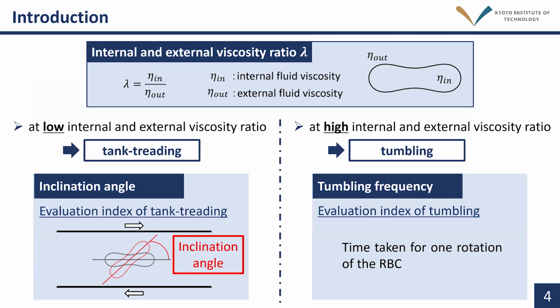The inclination angle was used as the evaluation index of tank-treading motion. The inclination angle is the angle at which the long axis of the RBC is tilted from the axis of the channel center. At a high internal and external viscosity ratio, RBC shows tumbling motion. The tumbling frequency was used as an evaluation index of tumbling motion. The tumbling frequency is the time taken for one rotation of the RBC.